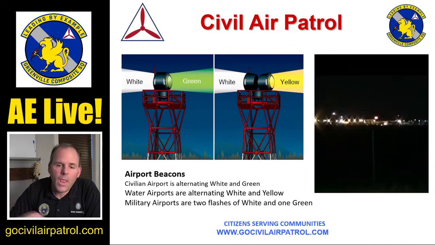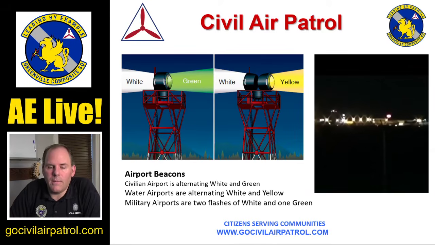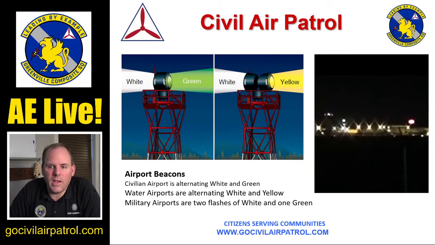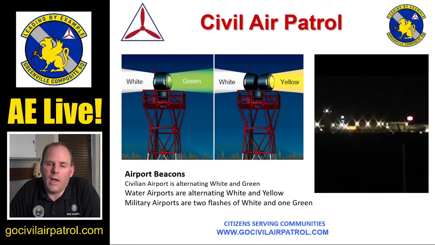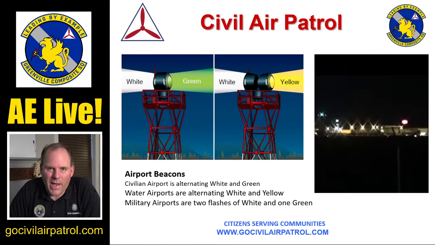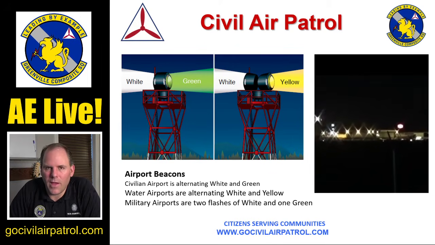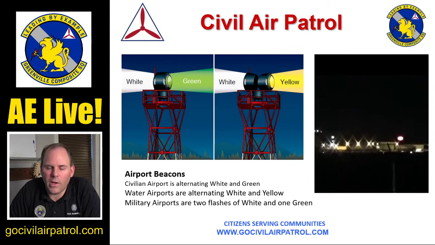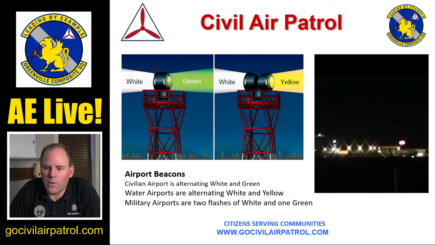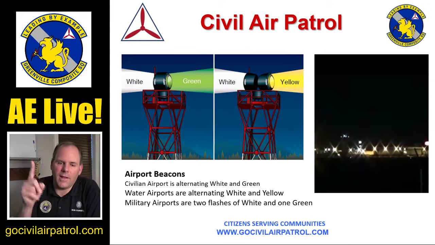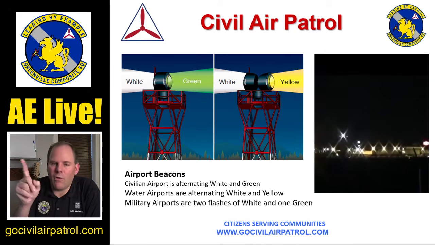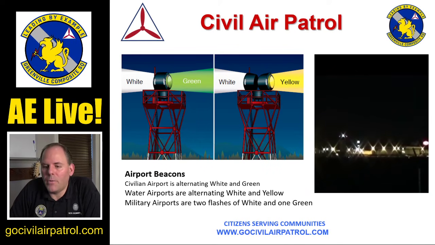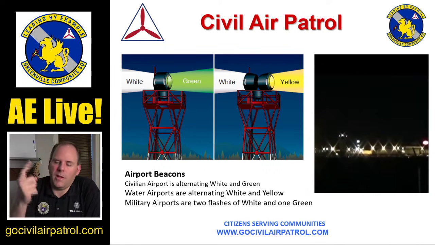All right, airport beacons. Green and white means it is a ground airport. I like to think of green as in grass. So if you've got grass, it's a ground airport. You have white and green. If you look at the video over to the right, you'll see the green and white strobes. It's just a beacon that's spinning like this. When it crosses your eyes, it'll look like a flash, but it's not flashing. It's actually a spinning light.